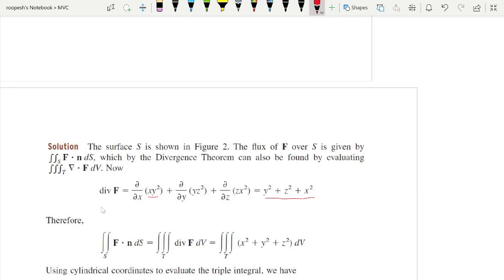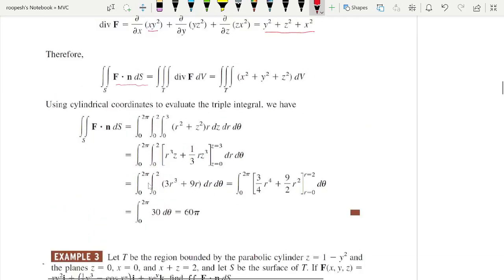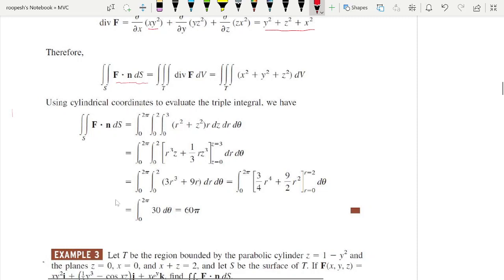Therefore, what you can substitute here: the double integral over S of F dot n dS is the same as the triple integral over T of the divergence of F dV, that's equal to the triple integral over T of x square plus y square plus z square dV. Now we want to add the limits for this. Since a cylinder is given, we use cylindrical coordinates to evaluate the triple integral. When you have cylindrical coordinates, your variables should be theta, phi and r.